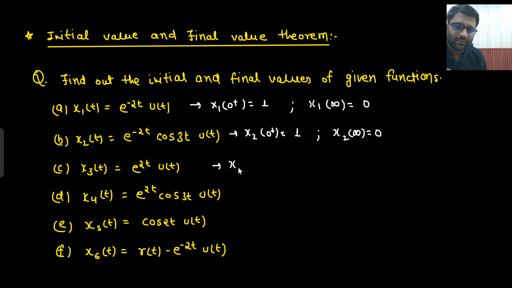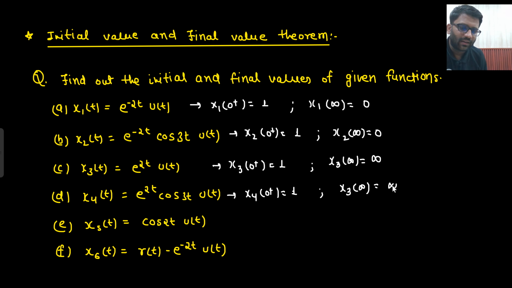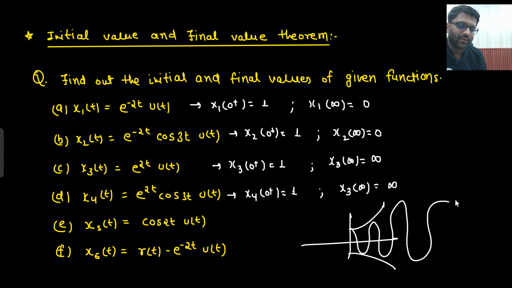Here what is the value? At t equals to 0 plus, the value is 1. And what is the value at infinity? Infinity. The value at t equals to 0 plus is 1, and at infinity, infinity only. If you put e to the power infinity, that would be infinity only, and cos 3t will be some value between minus 1 to 1. You remember the graph, right? This kind of graph you will be getting. So it will keep on rising up like that.